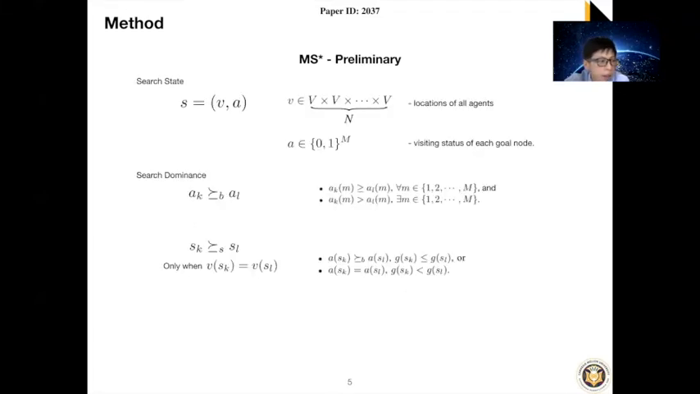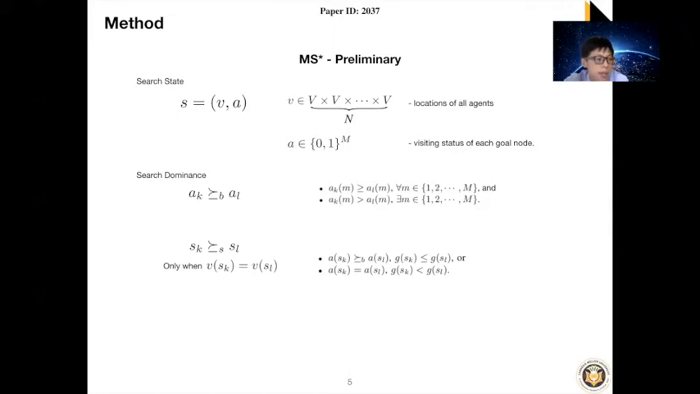Like other A-star-based heuristic search algorithms, MS-star systematically searches over a state space for a solution. Every search state in MS-star is defined as a tuple of a joint vertex V, which specifies the locations of all agents, and a binary vector of length m, which specifies the visiting status of each goal node. Note that at any time of the search, every state represents a partial solution joint path for all agents.